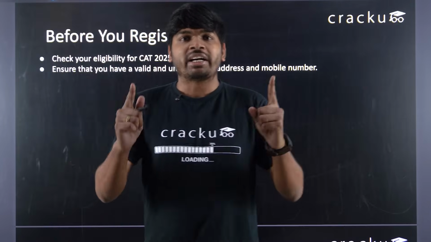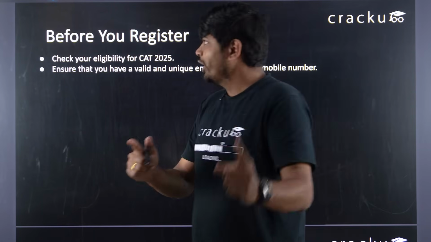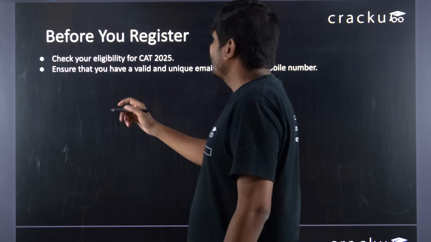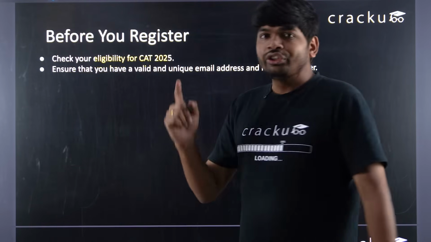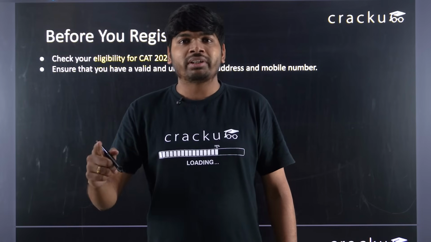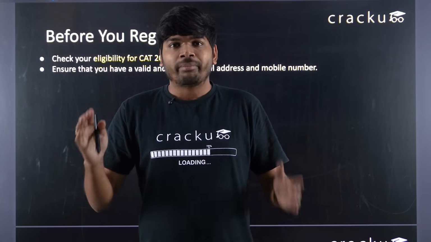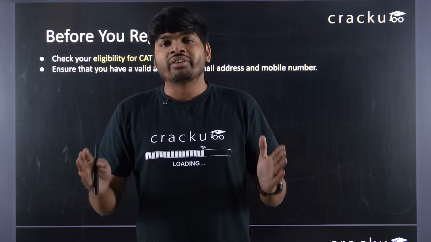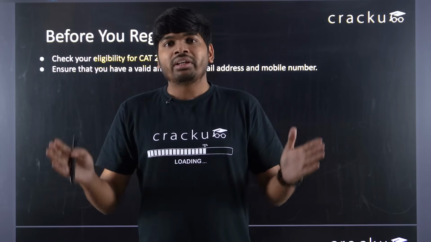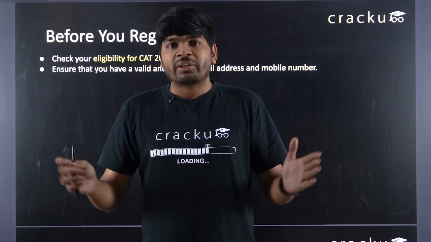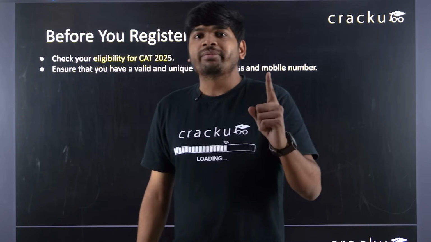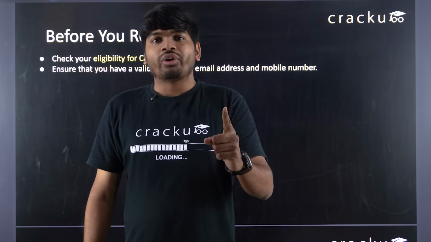Before you start registration for CAT 2025, you should check your eligibility, right? And ensure that you have a mobile number and a valid email address, because all the communication from the CAT will be done through your registered mobile number and registered email ID. So make sure that you have one registered mobile number, that is your number.